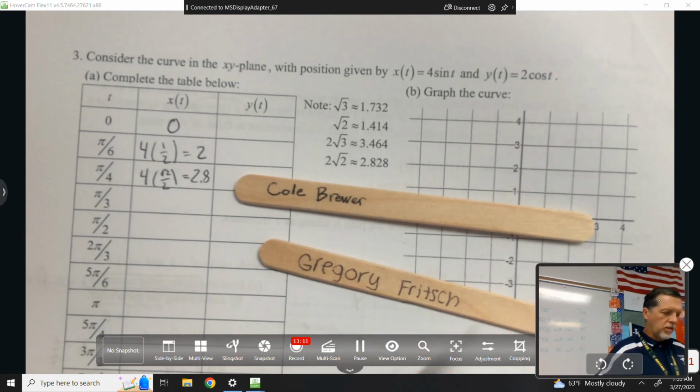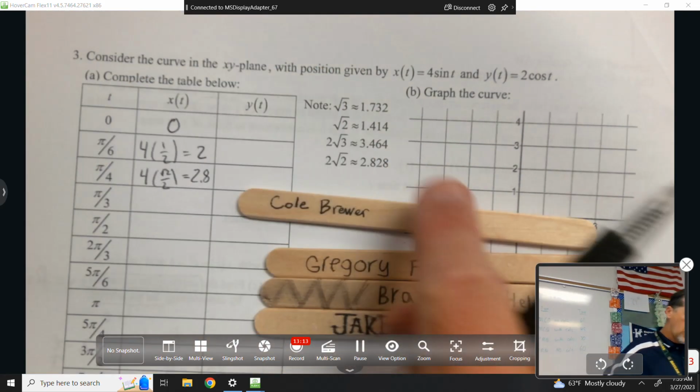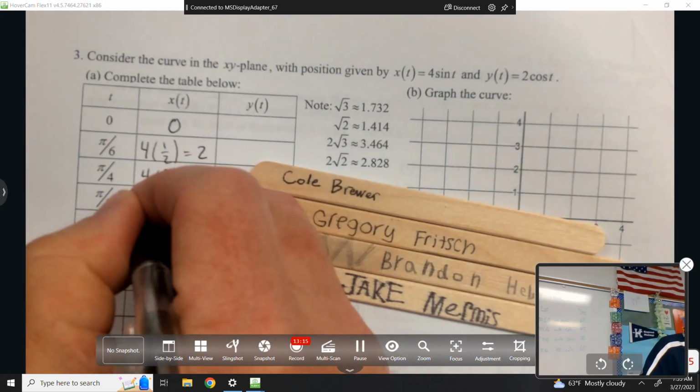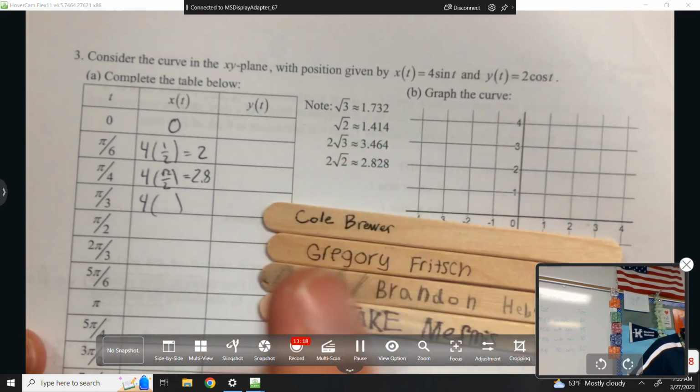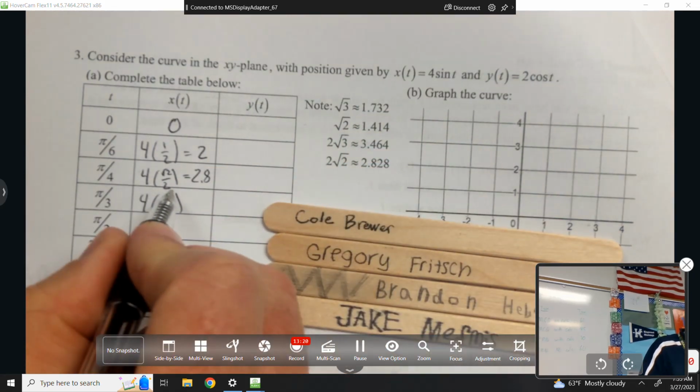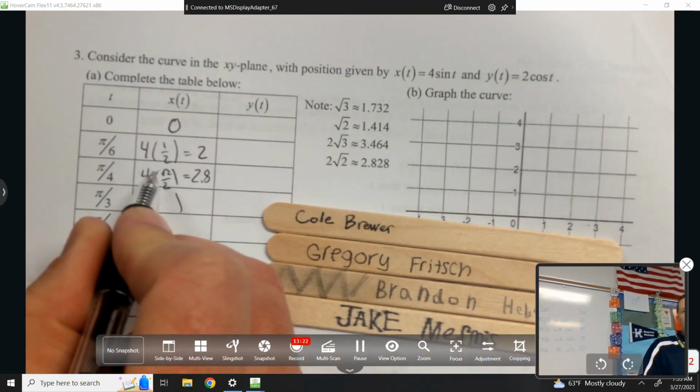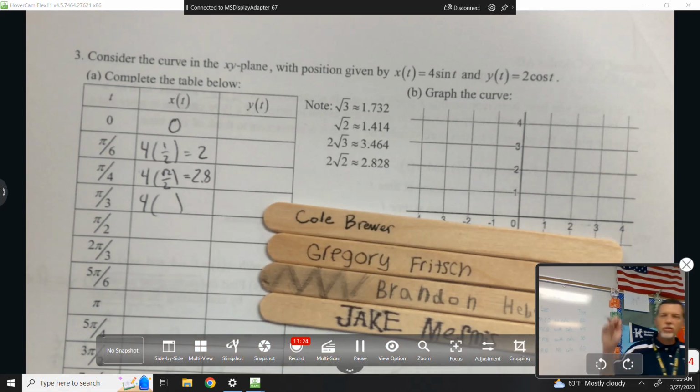Let's load up all of these here. So you don't multiply them? I did multiply them. 4 over 2 becomes 2. Oh. And then 2 root 2 is 2.828.